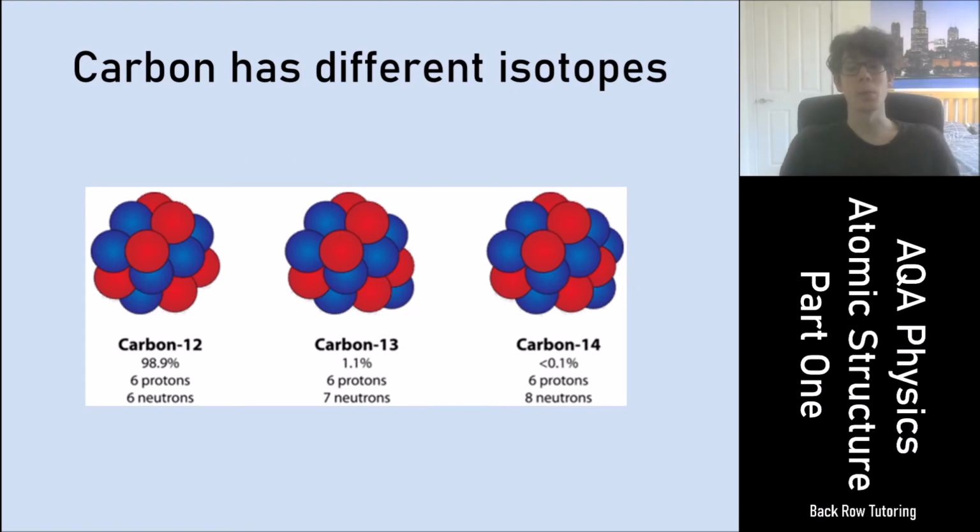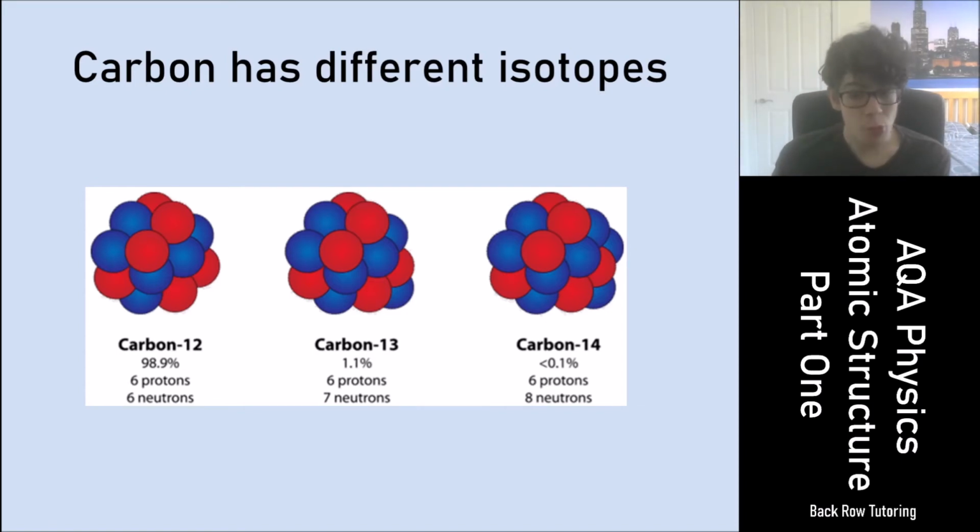Carbon has different isotopes. So there's carbon-12, carbon-13, and carbon-14. Carbon-12 makes up 98.9% of carbon found wherever. Carbon-13 makes up 1.1% of all carbon, and carbon-14 is less than 0.1%. So, if we have carbon-12, we have 6 protons and 6 neutrons.